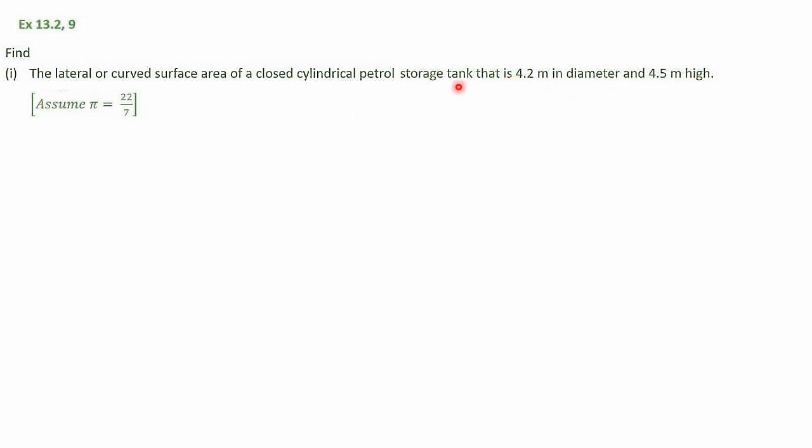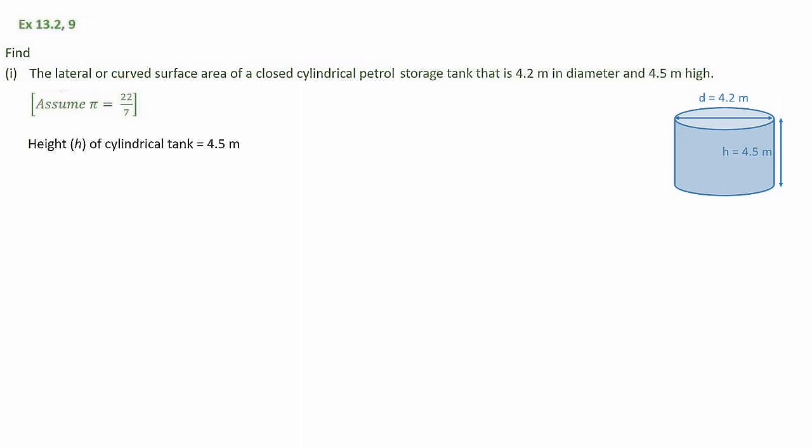Closed tank, storage tank, you might have seen in petrol pumps, it is an underground storage. Usually the shape is cylindrical, and 4.5 meter is the height here and the diameter of the tank is 4.2 meter. So we are asked to find out the curved surface area. So let's write the given things. Height is equal to 4.5 meter and radius is diameter by 2, 4.2 by 2, that is 2.1 meter.